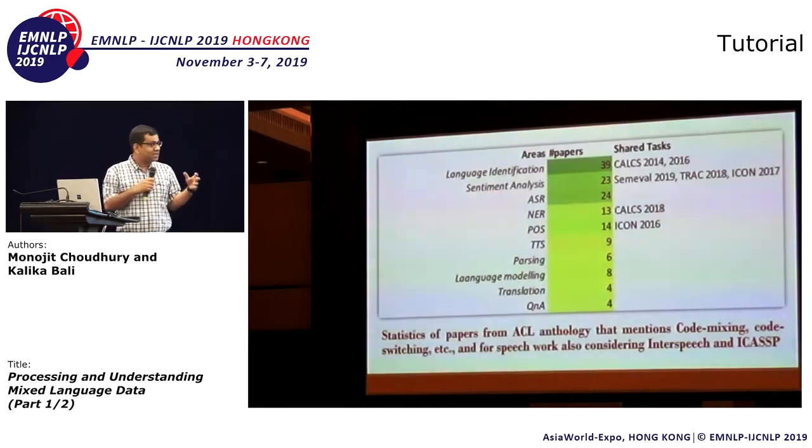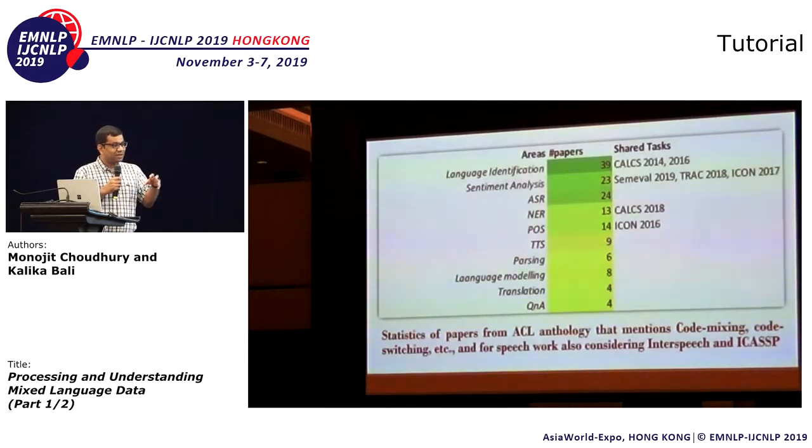Now, the areas where we have a large number of papers, there are a couple of shared tasks, like Computational Approaches to Linguistic Code-Switching. That has given a lot of contribution to language identification because of the shared tasks. Similarly, there are shared tasks in ICON on POS tagging and language identification, and sentiment analysis in SemEval and TRACK as well. So this is the current scenario of the NLP tasks.